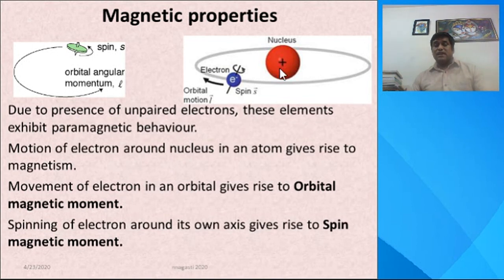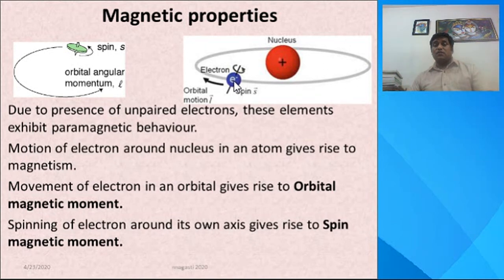And look at this diagram. Nucleus at the center, electron is rotating in an orbital. So rotation of electron in an orbital, a charged particle rotating in a spherical path, develops magnetism. So the motion of the electron around in an orbital gives rise to orbital magnetic moment.